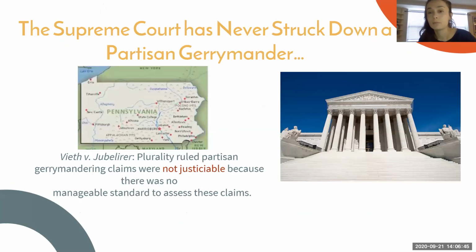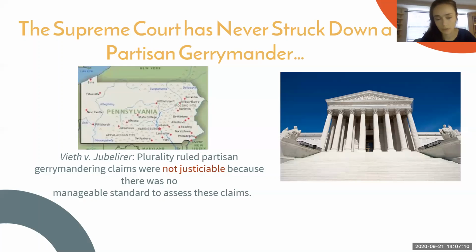So the Supreme Court has never struck down a partisan gerrymander. There's been a handful of cases that have made it to the court over the last several decades, but the court's never been able to say when a partisan gerrymander has just gone too far, and they've largely said that these cases aren't justiciable because there's no standard or measure or metric to definitively say when a map has been too partisan gerrymandered.